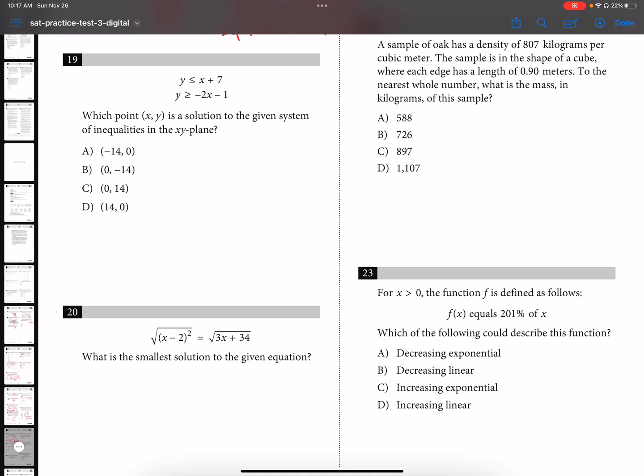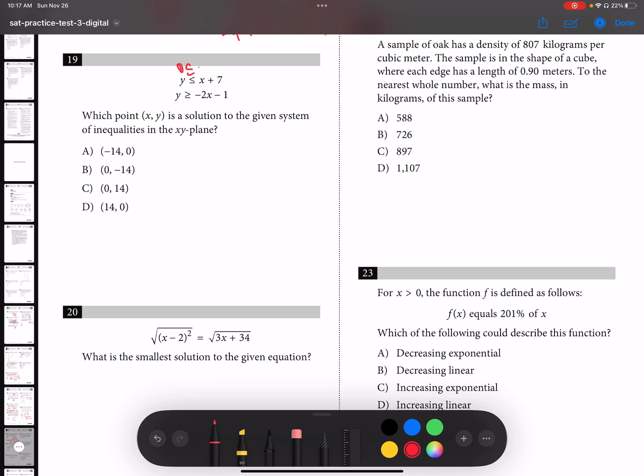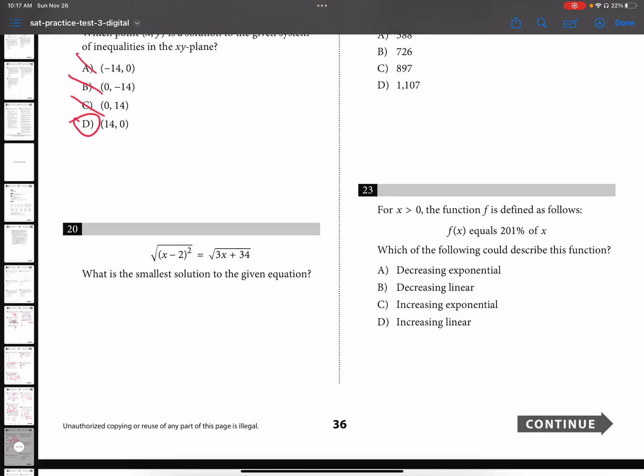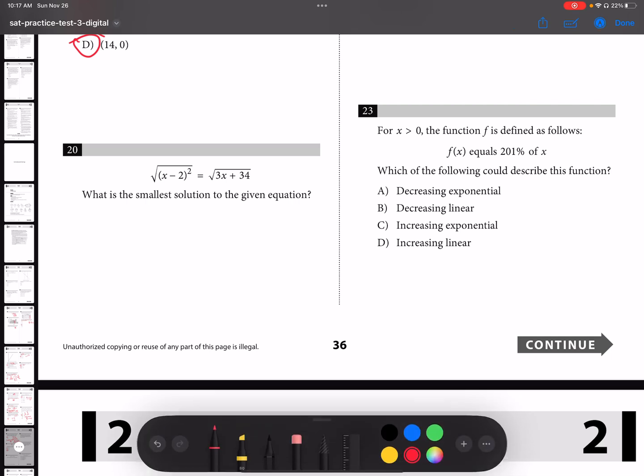Okay, number 19. Which point is a solution to the inequality? So we have negative 14 and 0. So 0 is less than or equal to negative 7. That's not true. So our answer wouldn't be A. And then now we can try 0, negative 14. Negative 14 is less than or equal to 7. That's true, but it does not go with this, so it's not B. It's also not C because 14 is not less than or equal to 7, which means our answer would be D.